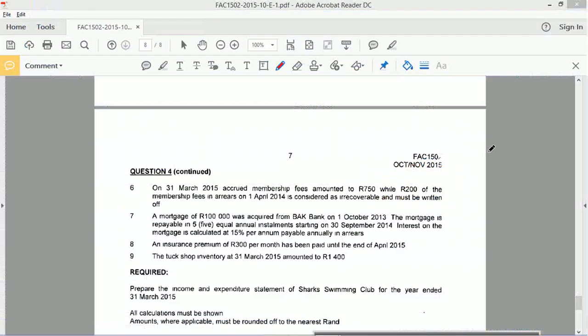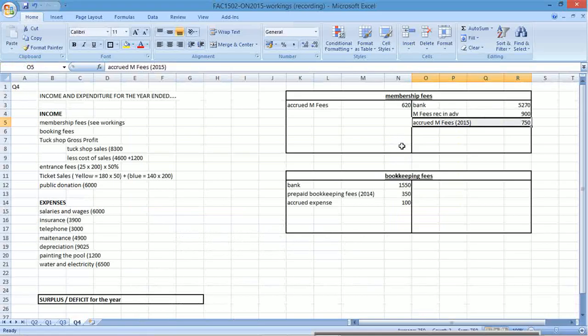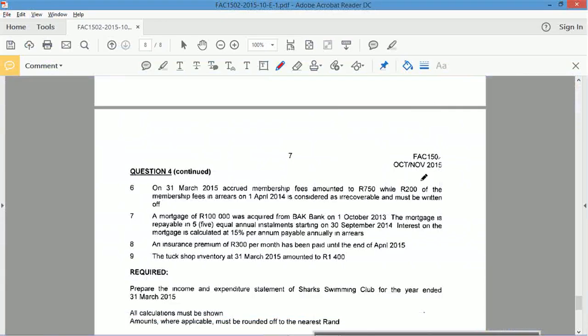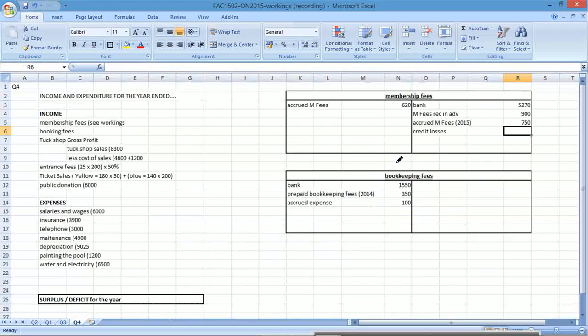Accrued membership fees. Right, 200 of the membership fees were irrecoverable, so write off the membership fees. So if I write off membership fees, I'm going to debit the credit losses. Write off the membership fees and then credit the membership fees, because credit losses would have been debited. How much was it? 200.